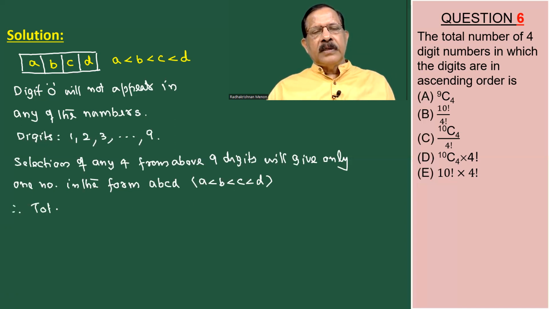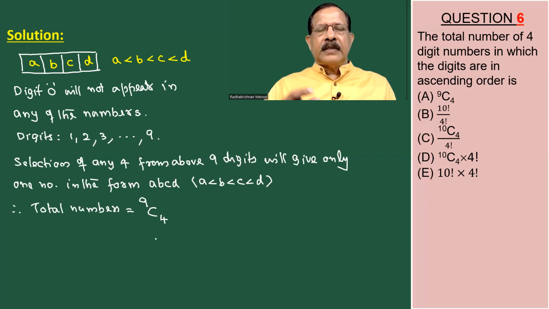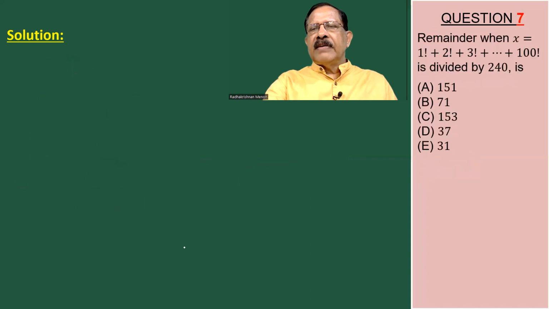Therefore, total numbers is equal to total number of selections. So 9 digits we are given. How many selections of 4 digits from here? 9C4. So total number of numbers will be equal to total number of selections of 4 digits from 9. How many selections are there? 9C4. So 9C4 is appearing in option A. It's a good question. Okay. And the 7th question, it's a good question. So all the questions are quite tough in that year.